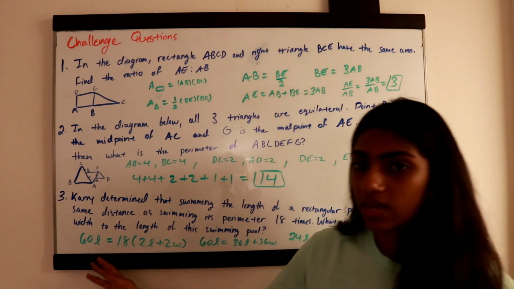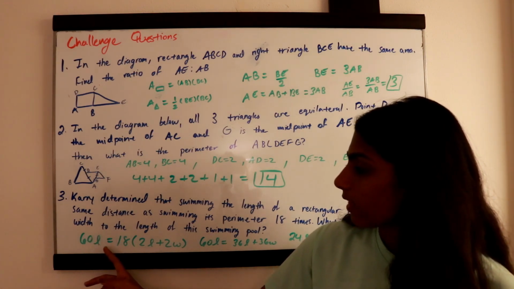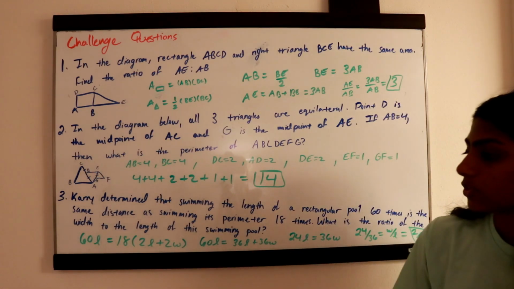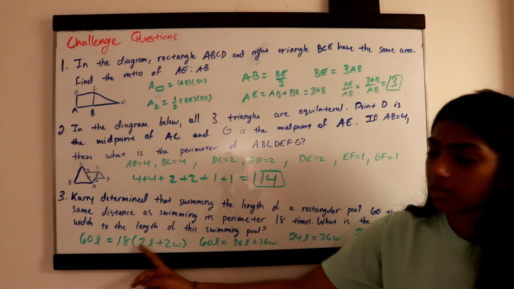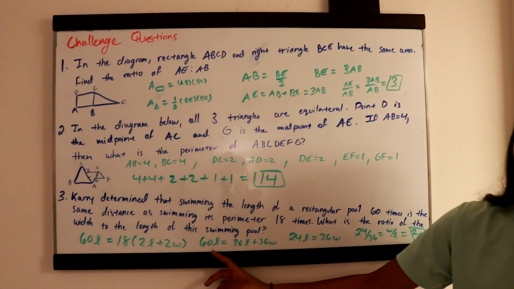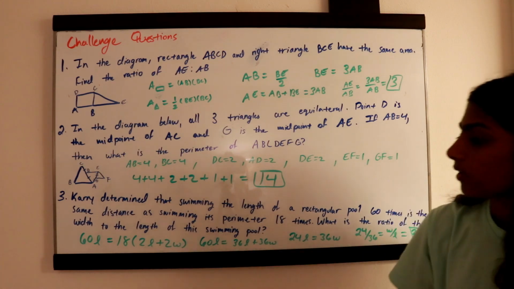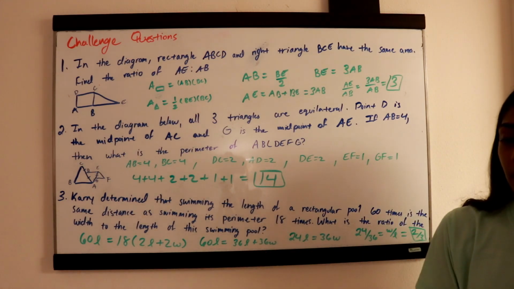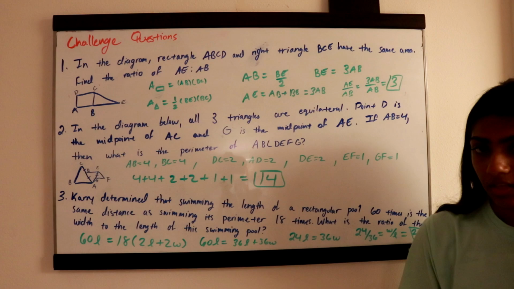So first I'm going to write an equation for this. We know that 60L is going to be equal to 18 times 2L plus 2W. This is the perimeter. So then we can distribute this 18. Let's say 60L is going to equal 36L plus 36W.